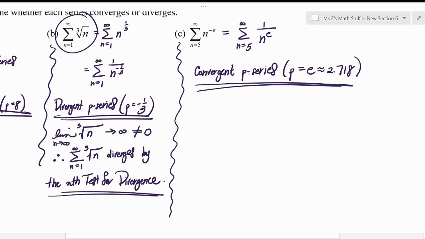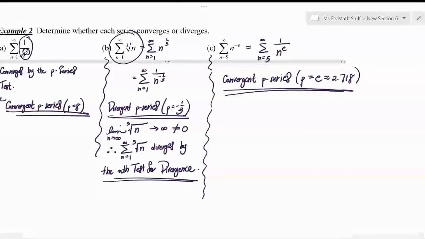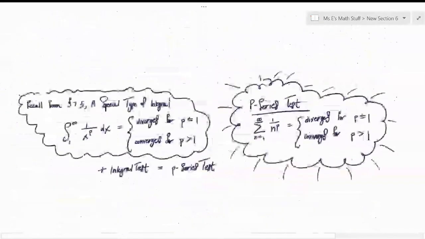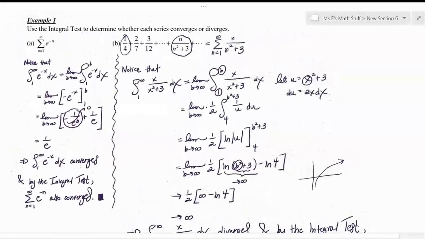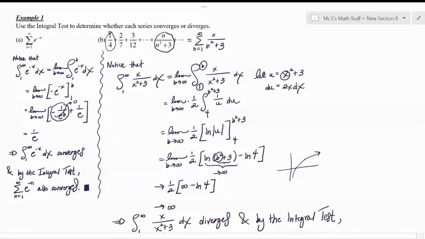There we go, my friends. So try to look out for the p-series ones because those are way easier. You don't have to do the full-blown integrals. And then the ones that you couldn't use a p-series test on, you could go ahead and do the full-blown integral test on. Hopefully this goes well.